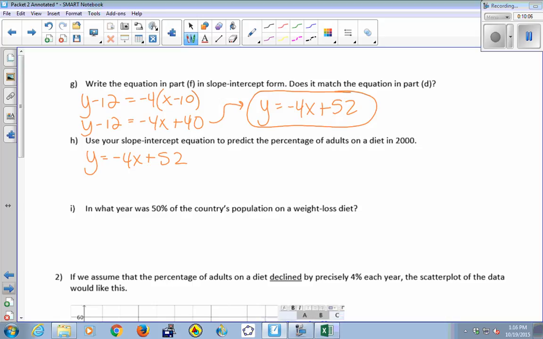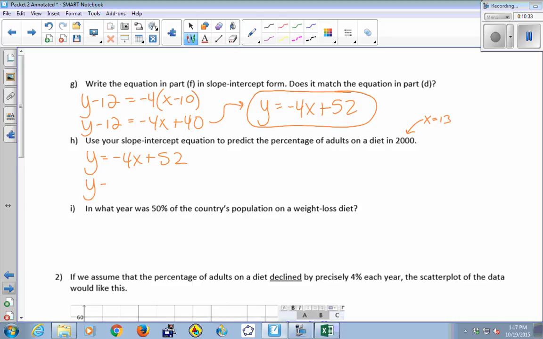I heard one person. X. Yeah, years is x. Years since 1987 is x. So how many years after 1987 is 2000? 23, yes. No, 13. Yeah. Okay, so the year 2000 corresponds to x equals 13.